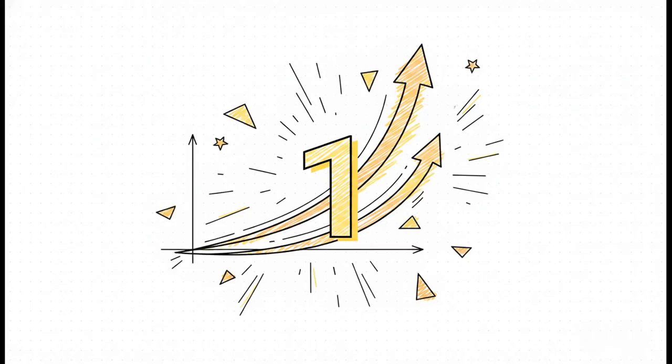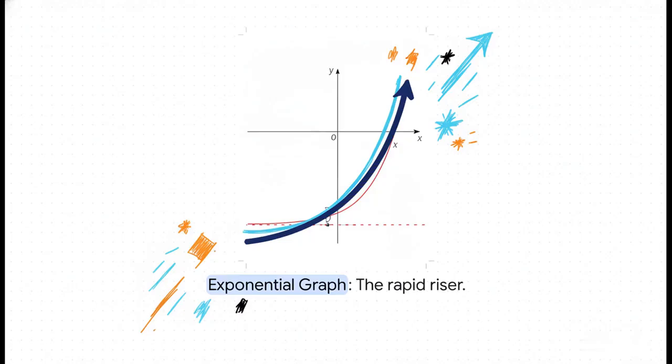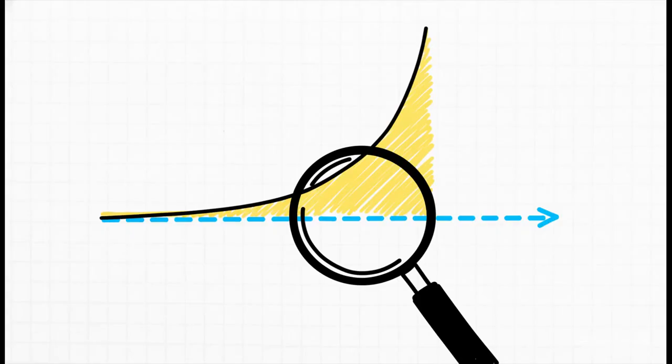And finally, taking the crown at number 1 for sheer, explosive, and dramatic growth, the exponential graph. It starts off ridiculously slow, but suddenly rockets upwards towards infinity. Just remember, exponentials only have one single asymptote, and you always got to draw it as a dashed line.